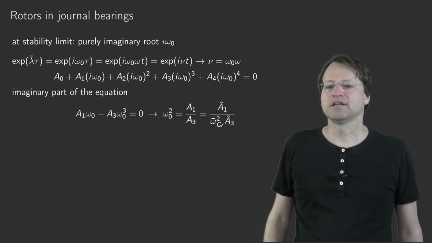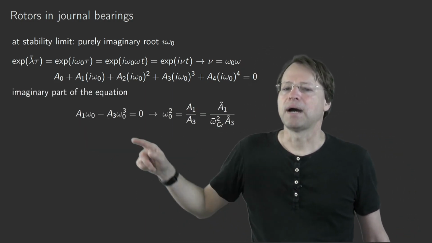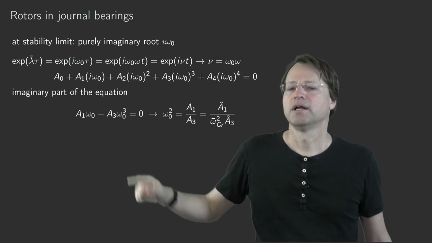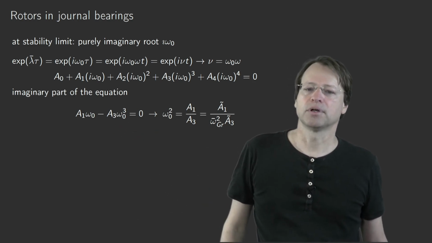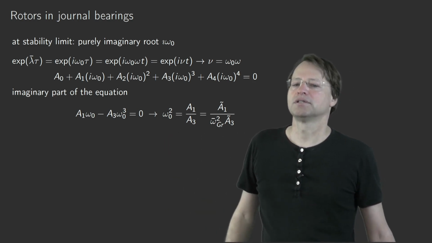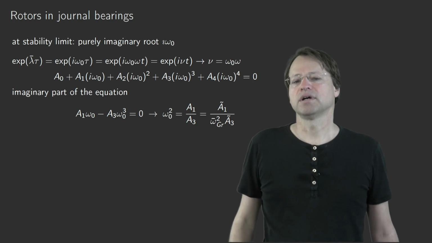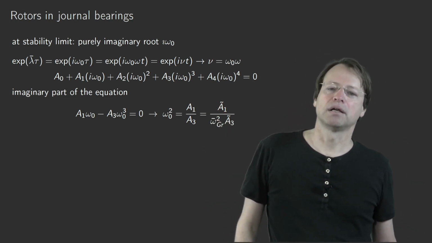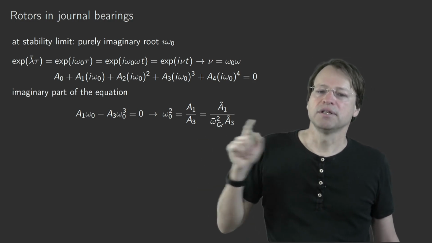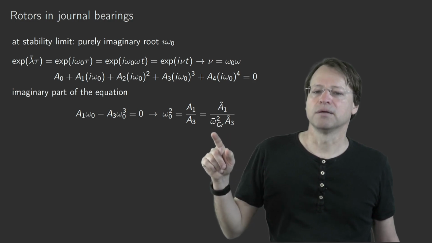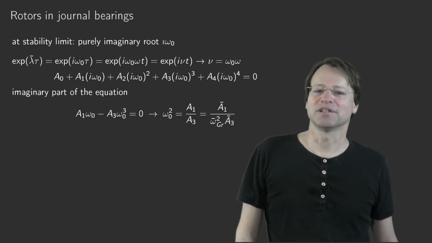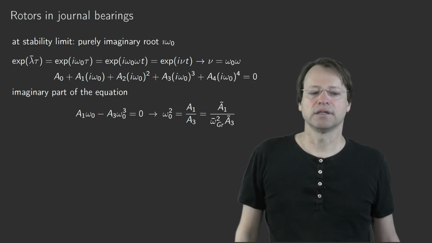So the imaginary part of that equation is just a1 omega naught minus a3, because we have an i squared, and that changes the sign of the term, minus a3 omega naught in third power. This leads to an equation for omega 0 squared. It's just the ratio of a1 divided by a3. A1 and a3 can now be represented by tilde quantities. A1 is independent of omega bar. For a3, as we are now exactly at the limit, we have to insert for omega bar squared our limiting dimensionless rotational speed, a3 tilde.